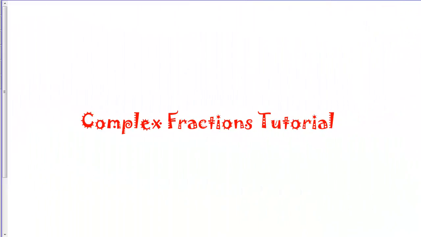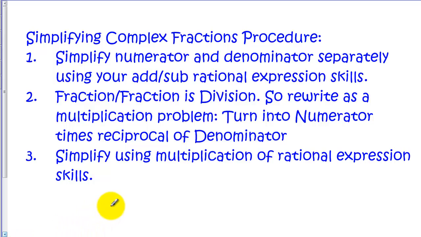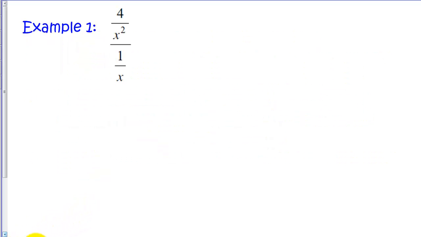Hello, Mr. T here with another tutorial. Today we're talking about complex fractions. We'll be talking in a second about our procedure for working with complex fractions, but let's first look at what some examples might be. A complex fraction is essentially a fraction divided by another fraction. So it's a fraction where the numerator and denominator are composed of fractions. Now this could be just a fraction with numbers and no x's, or it can be rational expressions.